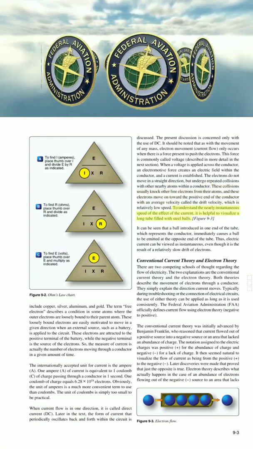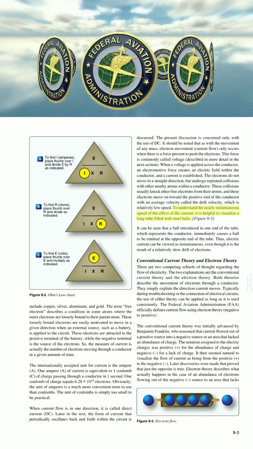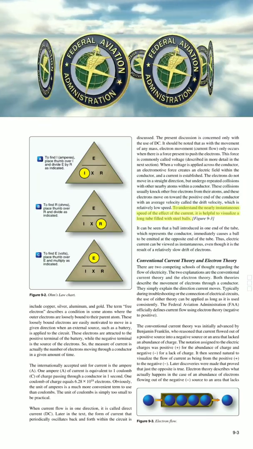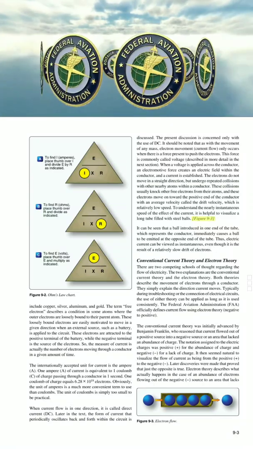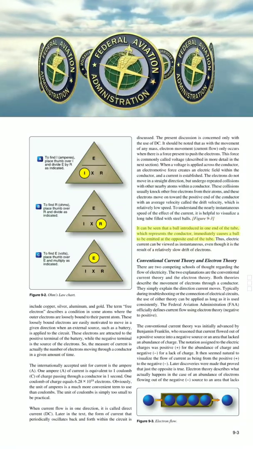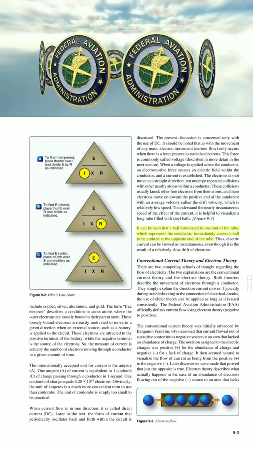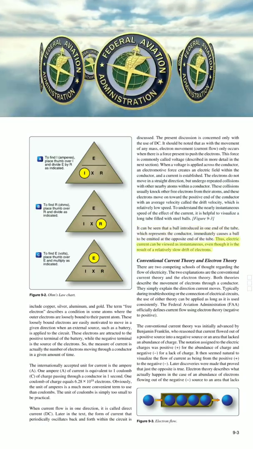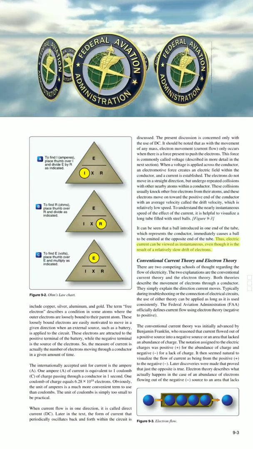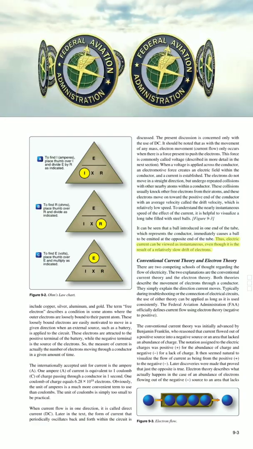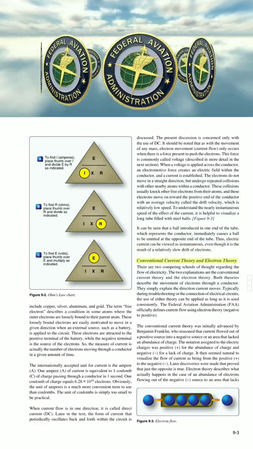To understand the nearly instantaneous speed of the effect of the current, it is helpful to visualize a long tube filled with steel balls. Figure 9-3. It can be seen that a ball introduced in one end of the tube, which represents the conductor, immediately causes a ball to be emitted at the opposite end of the tube. Thus, electric current can be viewed as instantaneous, even though it is the result of a relatively slow drift of electrons.